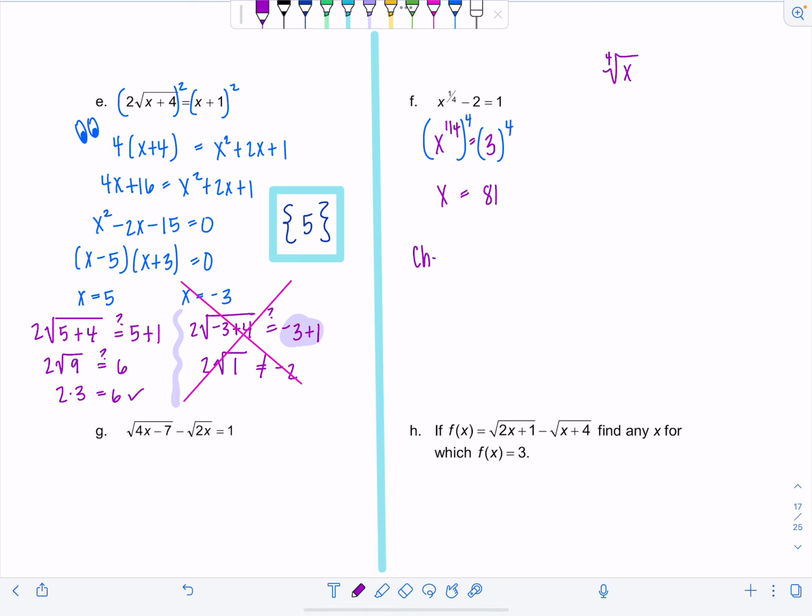Why do we got to check? Because we raised both sides to an even number, 4. So this is one we got to check. Is 81 to the 1/4 minus 2, does that equal 1? 81 to the 1/4, that's the 4th root of 81, that's 3, minus 2, yep, that equals 1. So I can put my solution of 81 in the solution set with a clean conscience. How fabulous.